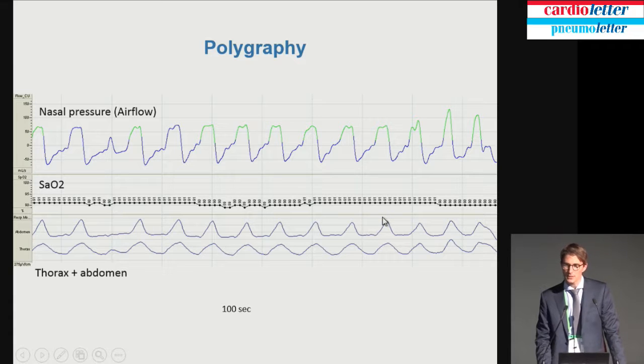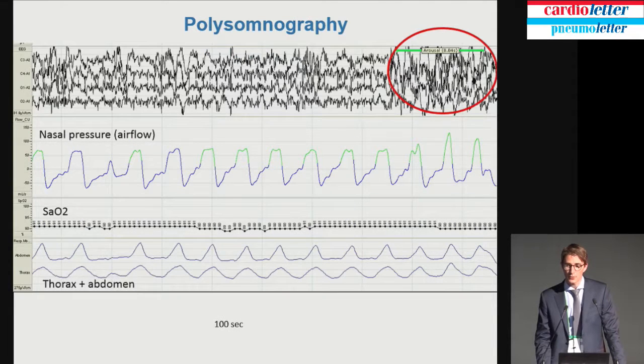So in these kind of cases, when someone is very sleepy, but you don't see much on the oximetry or polygraphy, then you need to do the polysomnography, and this is exactly the same part of the recording, and you see that there is an arousal here, meaning that the increase in the respiratory effort that was here generated an arousal, which may disturb the sleep and generate sleepiness during daytime. So sometimes polysomnography is still needed.